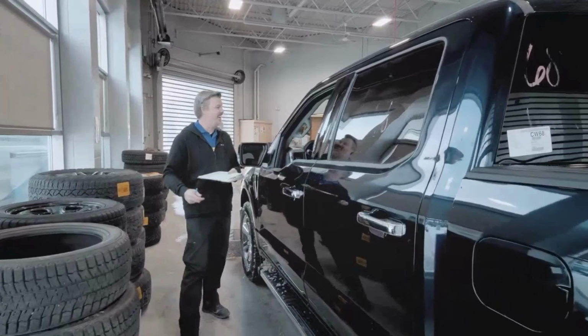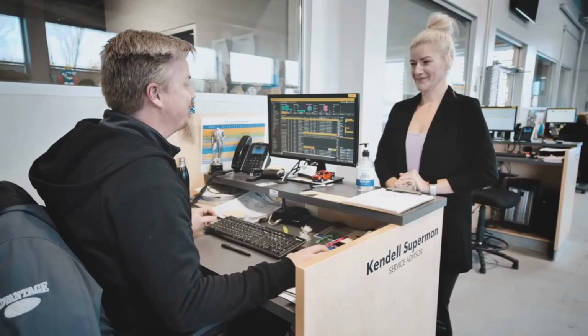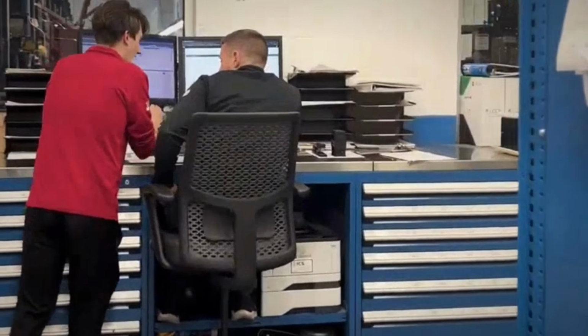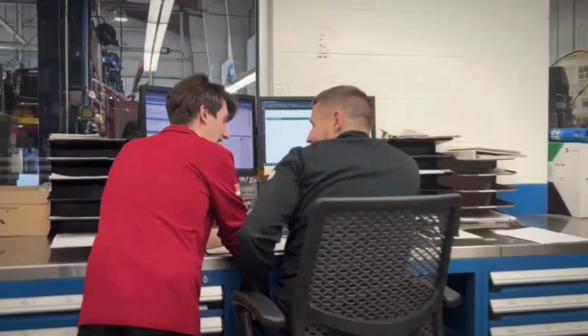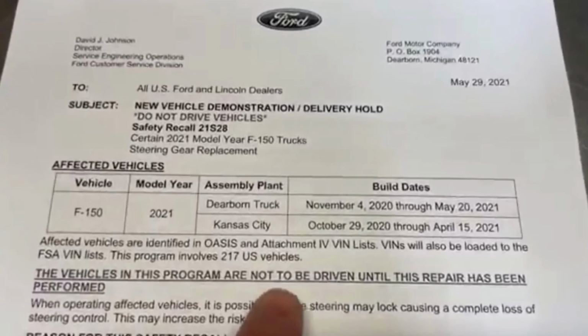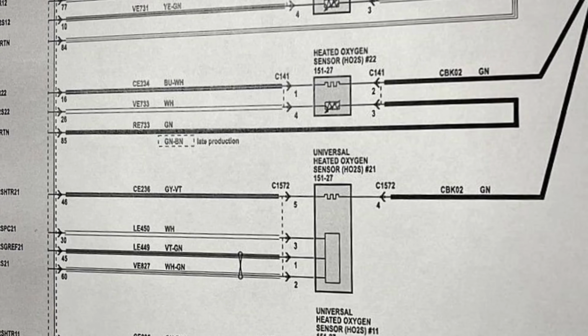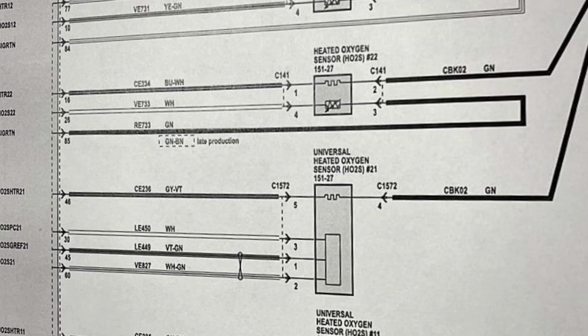The key is to specifically ask them to enable global window close in the body control module. Some service advisors will not know what you are talking about, so you may need to reference the feature by its technical name and explain that it is a BCM configuration change, not a hardware modification.